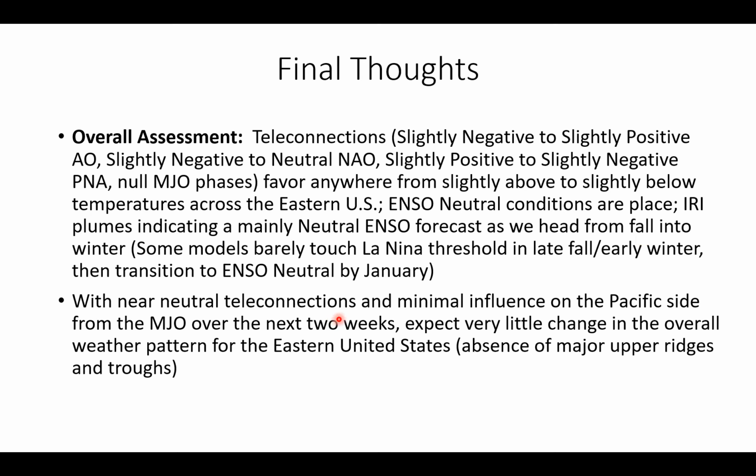So with near neutral teleconnections and minimal influence on the Pacific side from the MJO over the next 2 weeks, we expect very little change in the overall weather pattern for the eastern U.S. And what I mean by that is, we're not going to see any crazy deep troughs or really highly amplified ridges over the U.S. These teleconnections would promote more of a west to east jet stream. And so you're still going to get weather systems. You're still going to get cold fronts that are going to move west to east. But we're not looking at anything significant.